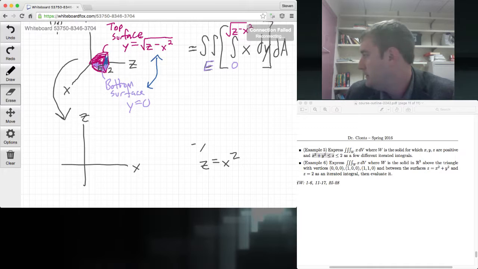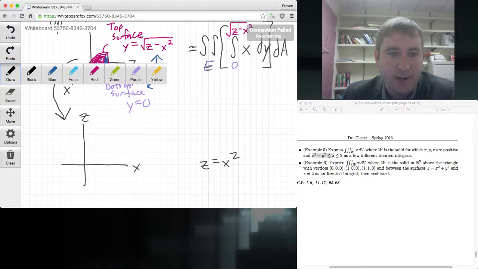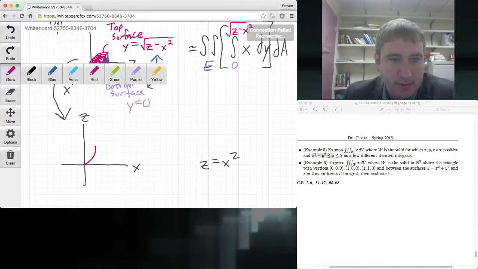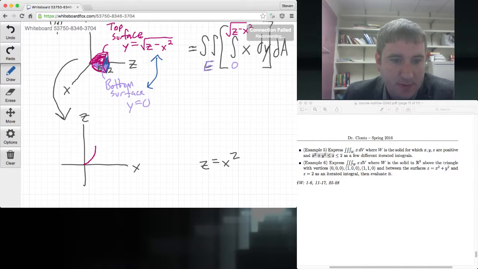So z is equal to x squared. I know how to draw that. That's like y is equal to x squared. So here I have y is equal to x squared. But notice that I have to stop when z is equal to 2.